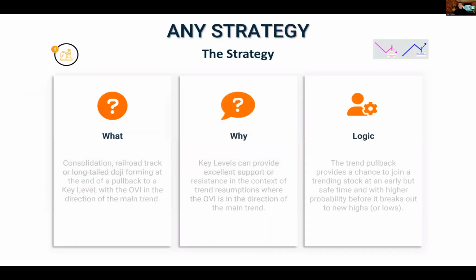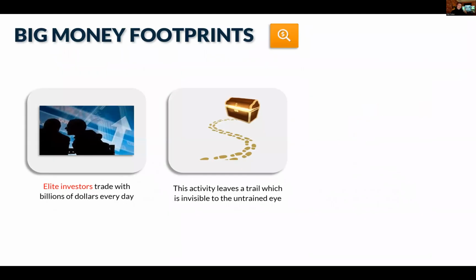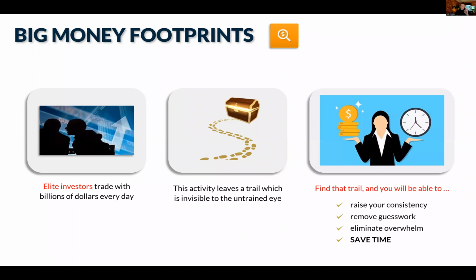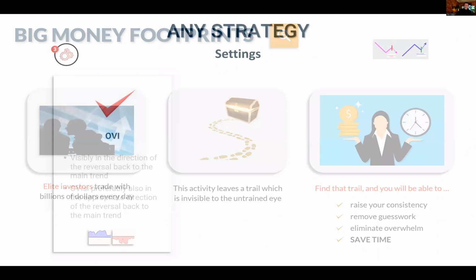So the big money footprints is what we do. We follow big money. And what this is all about is that elite investors, the big ones, they trade with billions of dollars every single day. And their activity in certain respects can leave a trail that is completely invisible to the untrained eye. You are totally unaware of what is going on. However, if you can identify that trail, then you get insights. And with those insights, you'll raise your consistency. You'll be able to focus on a particular way of doing things, which will save you enormous amounts of time and also eliminate overwhelm. You can specialize and be much better than you would otherwise have been.